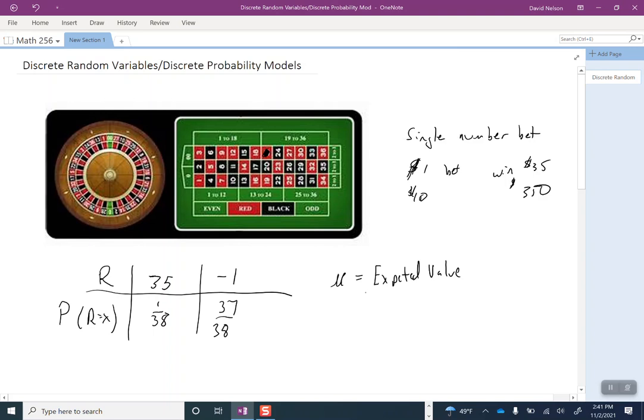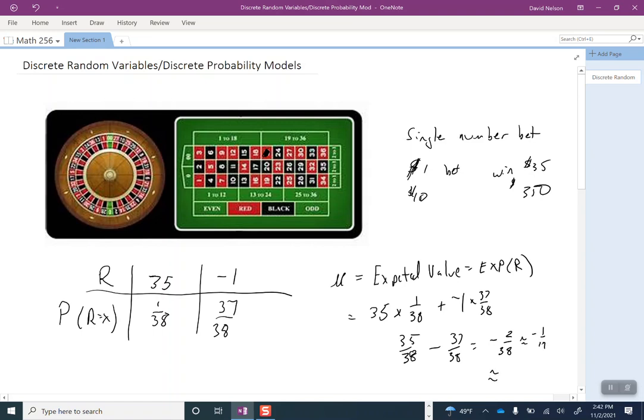Of that thing, or sometimes they'll say exp and then parentheses r. So a random variable is r. It has a value of either -1 or 35, and then you have a probability that each of those occurs. And the mean is found by taking the probability times the outcome. So I'm going to do 35 times 1 out of 38 plus -1 times 37 out of 38. And so you get 35/38 minus 37 out of 38. And so you end up with a -2 out of 38, about -1 out of 19.